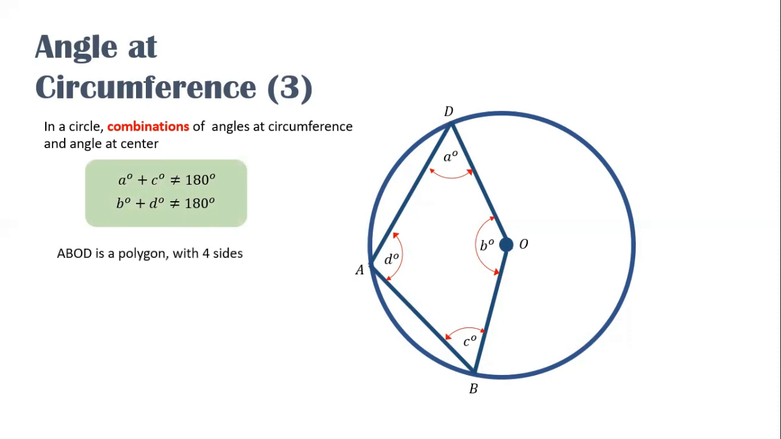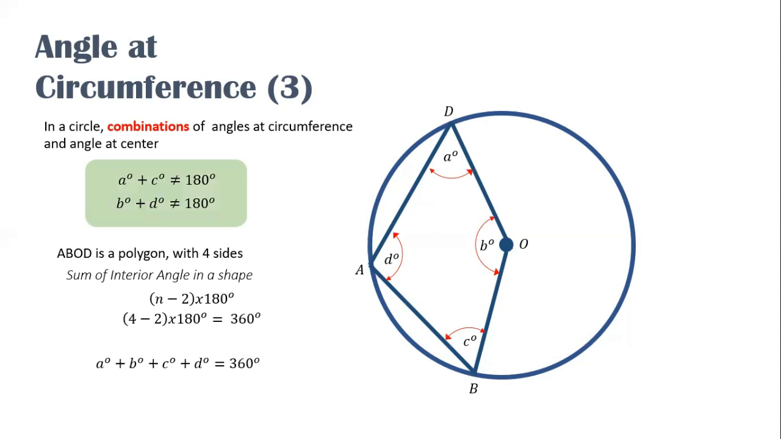ABCD is a polygon with four sides. The sum of interior angles in a shape is (n minus 2) times 180 degrees. Because it has four sides, 4 minus 2 times 180 degrees means 360 degrees. So this shape satisfies A degrees plus B degrees plus C degrees plus D degrees equals 360 degrees. Is it clear to everyone?